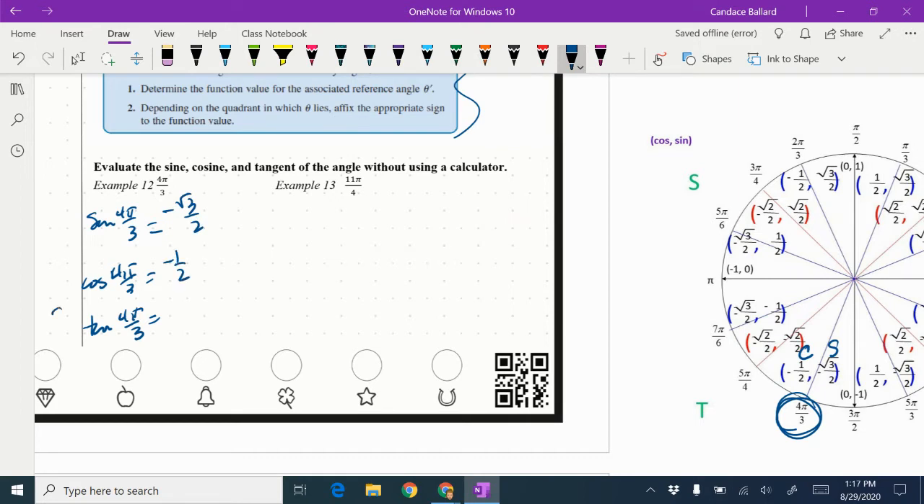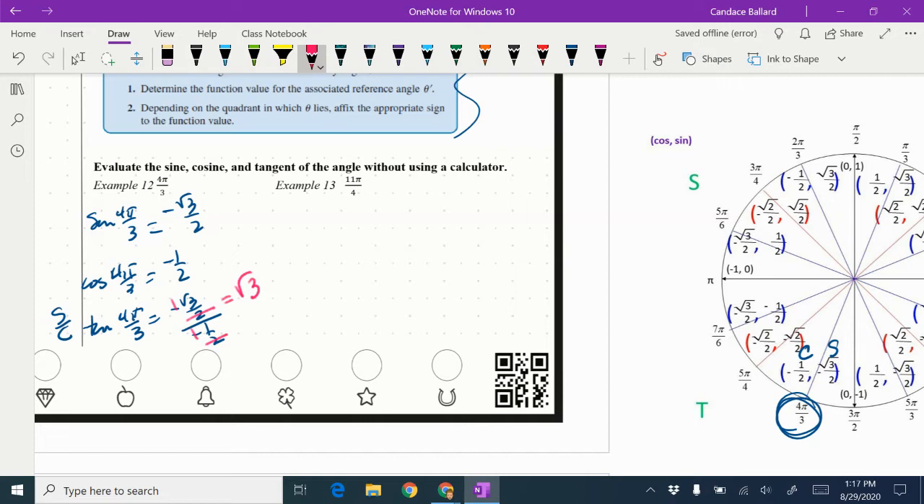I know tangent is the sine divided by the cosine, so I'm going to put negative square root of 3 over 2 divided by negative 1/2, and this double negative is going to go positive. And then I know, for a shortcut from the other day, I can cancel those denominators, and then that's just over 1, so it's just square root of 3.